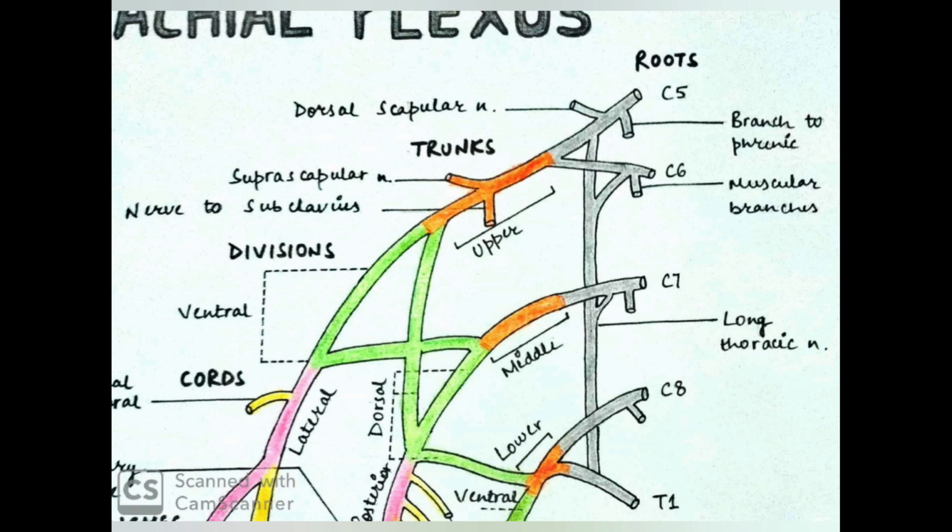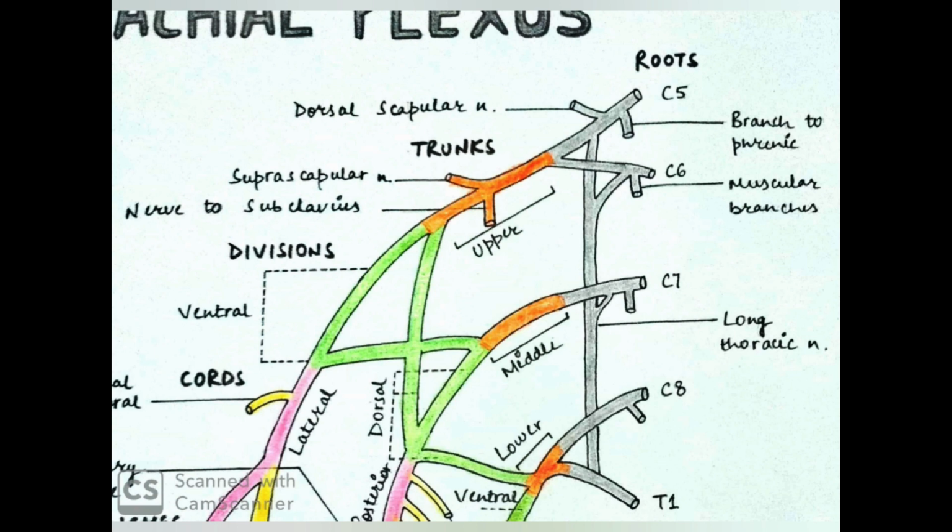Second, there is a branch to the dorsal scapular nerve. It has a root value of C5 and it supplies the rhomboid minor and rhomboid major muscles. Third, there is a long thoracic nerve which has a root value of C5 to C7 and it supplies the serratus anterior muscle. And there are also the branches to longus colli and scalene muscles, root value of C5 to C8, which is known as the muscular branches, as shown in the figure.